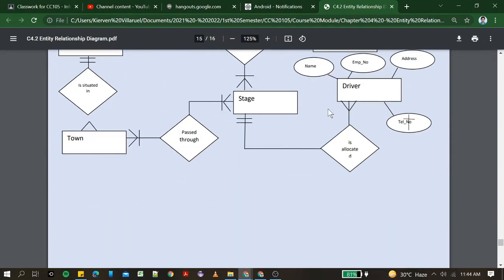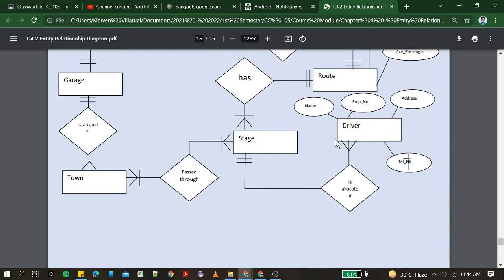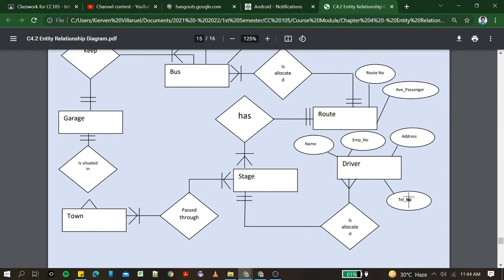Okay? So, kulang to ng linya dito. Napunta ata, naligaw. So, a stage is allocated by one or more number. Napunta din yung guhit, naligaw. Okay? So, ito yung mga attributes ng driver. We have the name, employee number, and the address, and the telephone number.